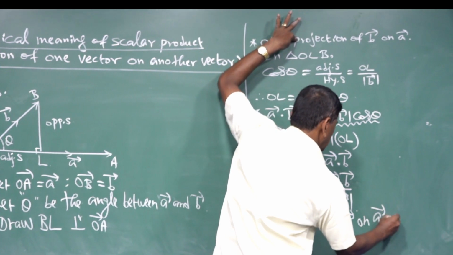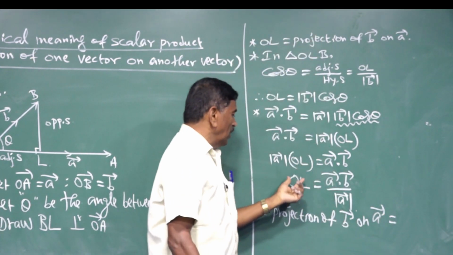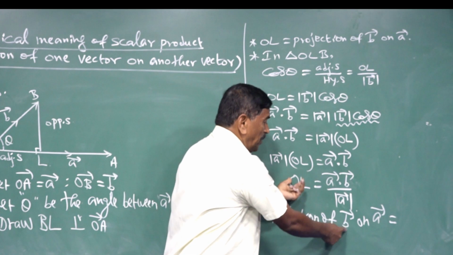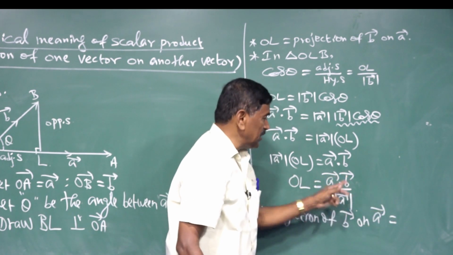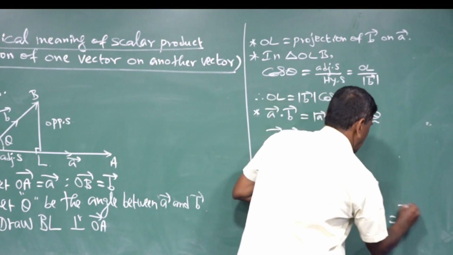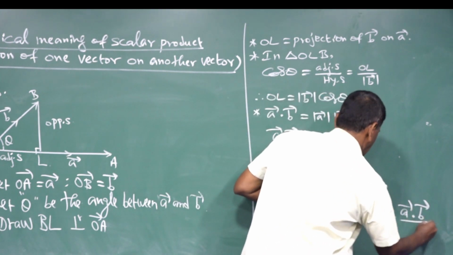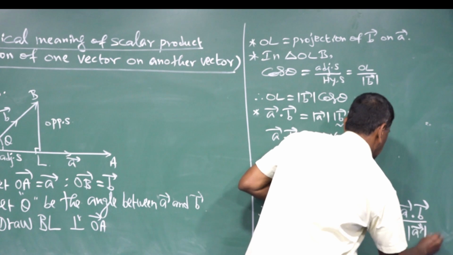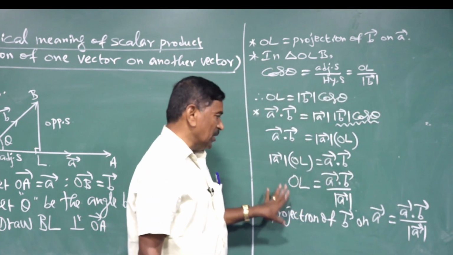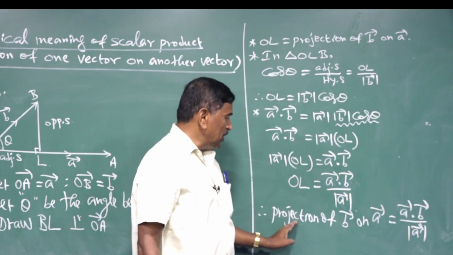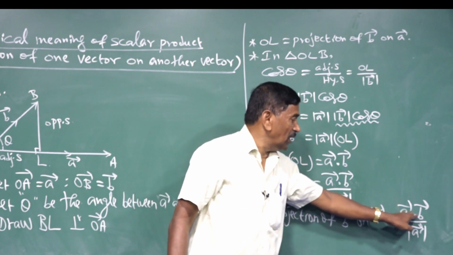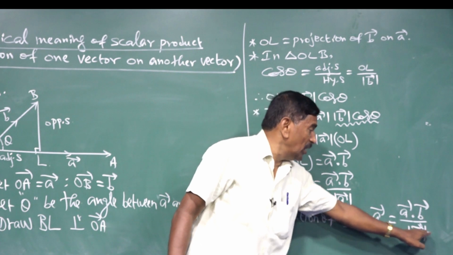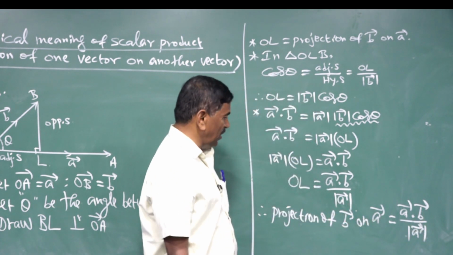on A vector, which is equal to, see, OL equal to projection of B vector on A vector, which is equal to, write this RHS as it is, that is A vector dot B vector divided by modulus A vector. Now, this is an important formula. Projection of B vector on A vector is equal to A vector dot B vector divided by modulus A vector.